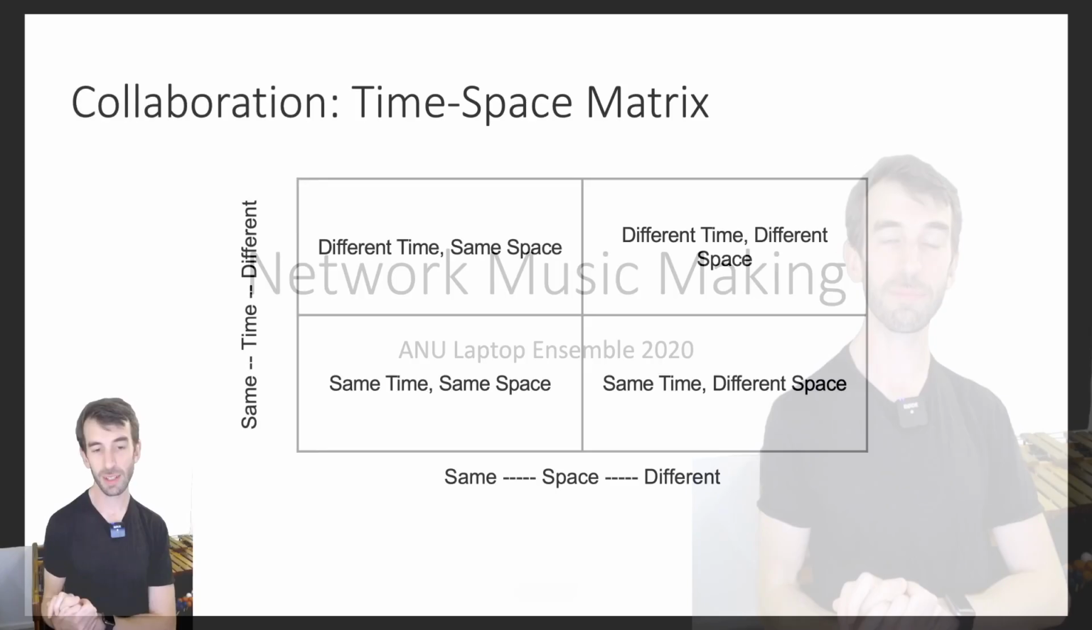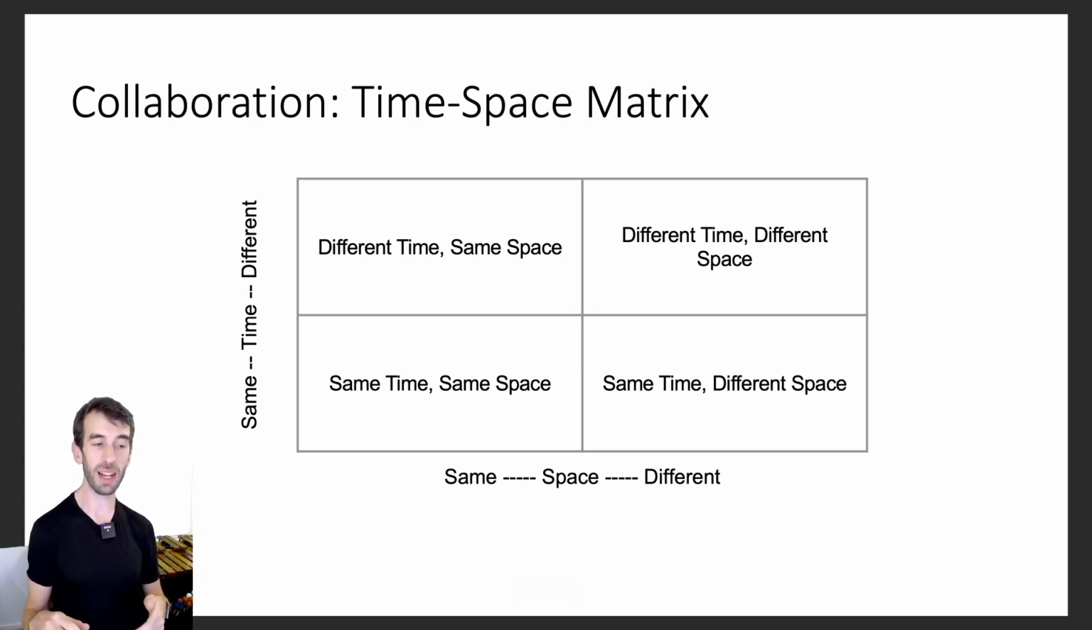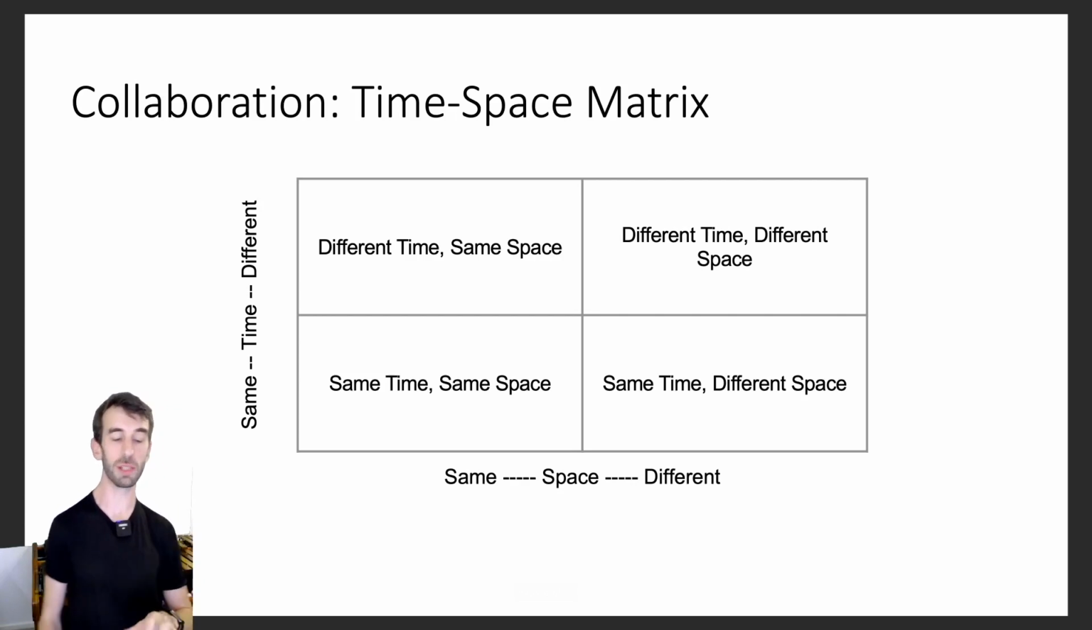So the time-space matrix divides collaborations supported by computer tools into 4 quadrants. Basically, on the y-axis you've got time, which can either be the same or different. On the x-axis you've got space, which can be the same or different. And then that leaves us with 4 different options: different time, same space; different time, different space; same time, same space; and same time, different space.